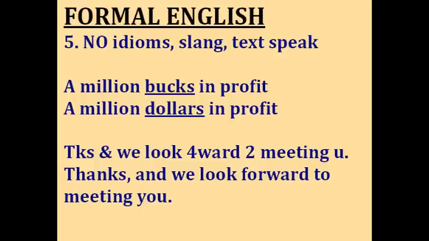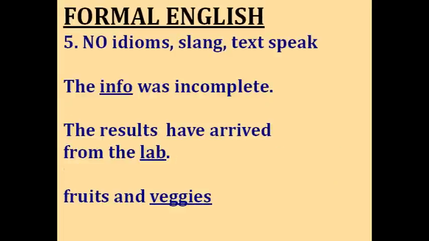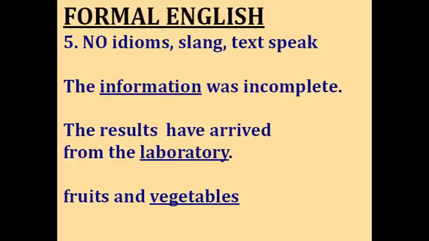And one other thing to avoid in formal English is abbreviated words like these. The info is incomplete. The results have arrived from the lab. Fruits and veggies. Do you guys know what these three words are short for? Information, laboratory, and vegetables. So again, there are some words that are abbreviated in everyday English. Vocabulary is another one. A lot of people say vocab, but in formal English you should always spell them out.